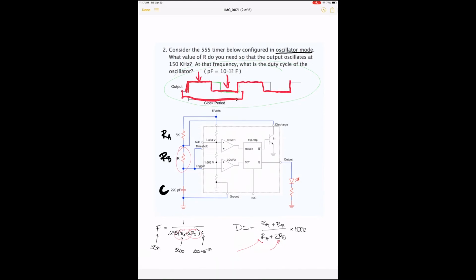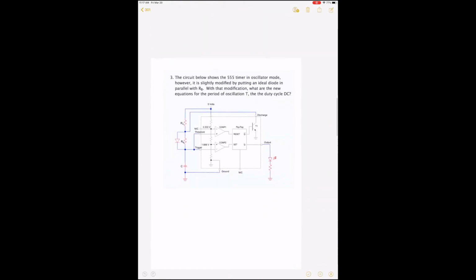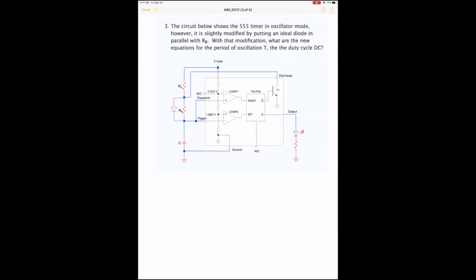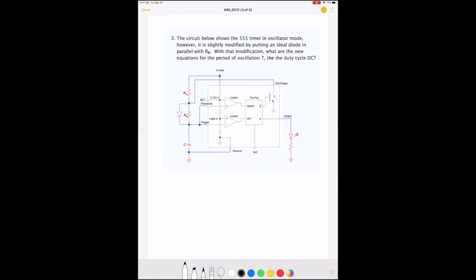The next one is the trickier of the three problems, so let's see if we can get down to that one. So problem 3. In problem 3, the only difference between this one and the last one is now there is something called a diode. So let's read through the question on this one. It says, the circuit below shows a 555 timer in oscillator mode. However, it is slightly modified by putting an ideal diode in parallel with RB. And so that ideal diode is, let me get this pen set up. The ideal diode is just right over here.